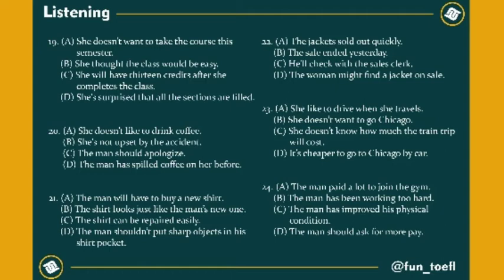Number 23. I've figured it all out. It looks like it'll take us about 6 hours to drive from here to Chicago. It'd be more relaxing to take the train, but I guess we should watch our expenses. What does the woman imply?